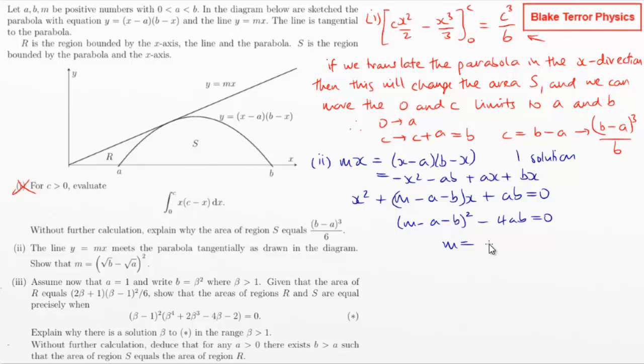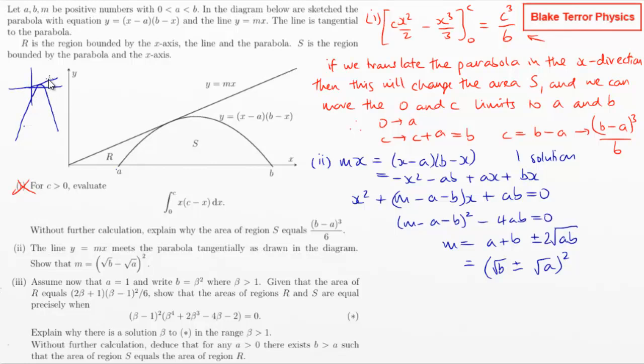So m is going to be a plus b plus or minus 2 lots of the square root of ab. Well, what do they want us to get? Root b minus root a all squared. All right, yeah, okay, well, that is going to be that. Except we've got root b plus or minus root a all squared. So we've got two different gradients, and we want to take the negative one. So why have we got two? Oh, yeah, we've got two solutions, I suppose. Because if we keep this going, let's zoom out of this. So we've got our parabola, which is something like this.